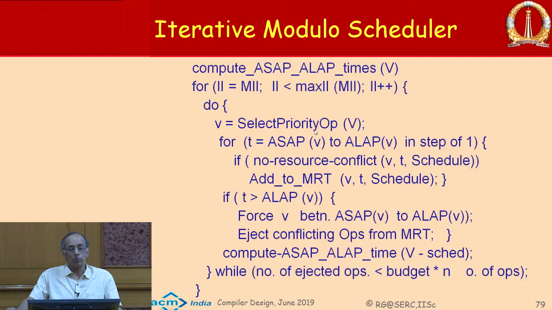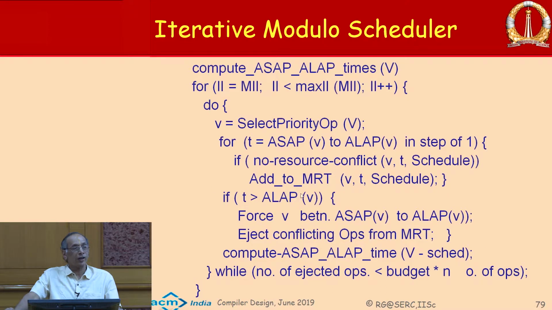So, you select an operation with a higher priority, and then for that operation, between its as soon as possible time to as late as possible time, you try to schedule it, correct? And in the time step in which you are trying to schedule, you want to make sure that there is no resource conflict in the modulo reservation table. If there is no resource conflict, then you try to add this operation to the schedule by marking those resources in the modulo reservation table, right?